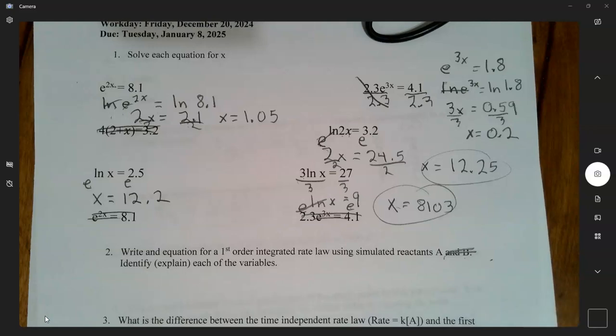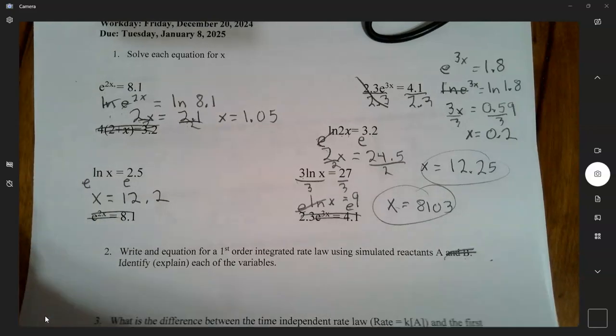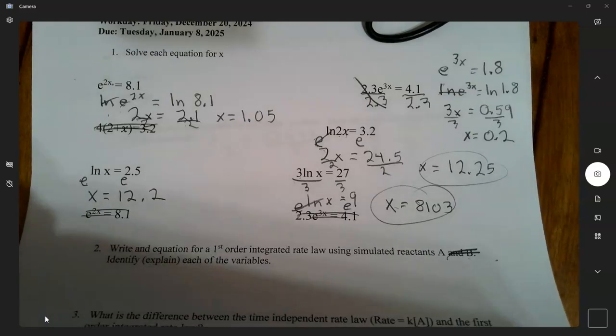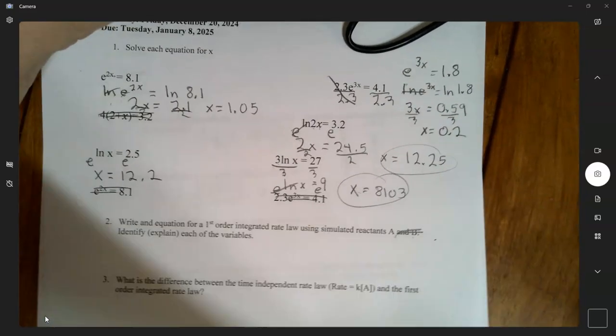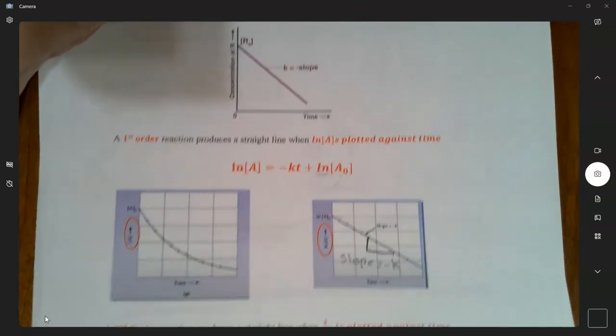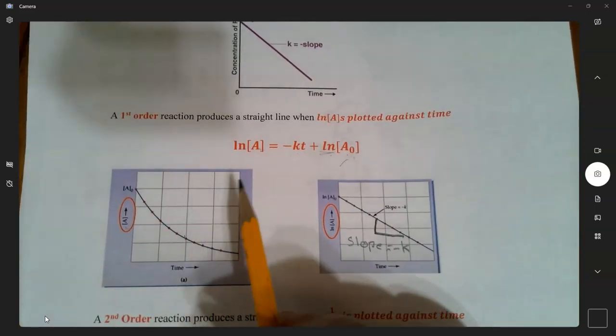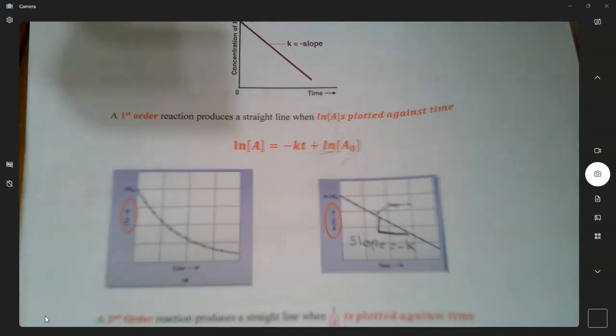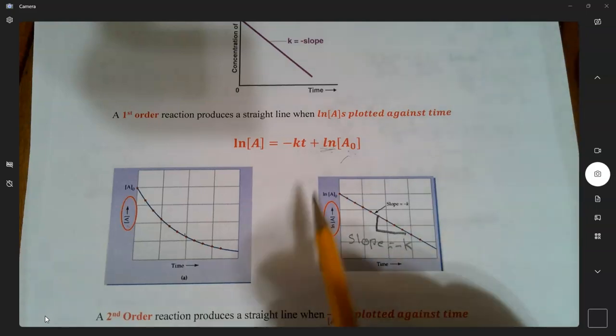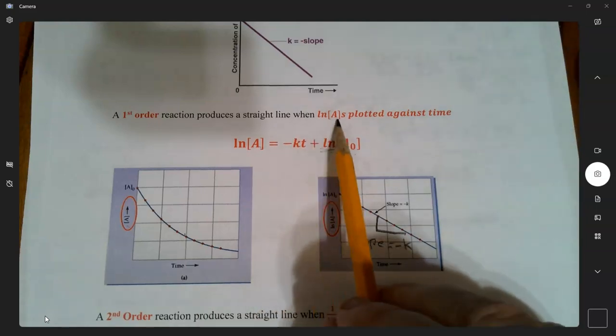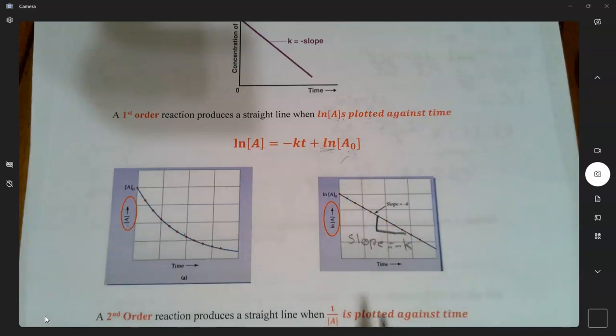All right, so if we go back on the last page, you have a reference sheet. It's just that. It's not a problem set. And it says a first order reaction produces a straight line when natural log A is plotted against time.